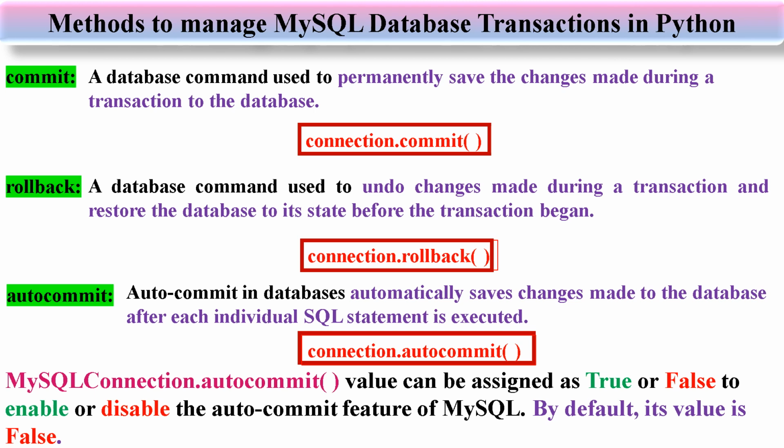Next is AUTOCOMMIT. AUTOCOMMIT in databases automatically saves changes made to the database after each individual SQL statement is executed. AUTOCOMMIT means that whenever you run a command that changes the database, like inserting data or updating a record, it's automatically saved without needing you to specifically tell the database to do so. Syntax is connection.autocommit function. The MySQL connection.autocommit function value can be assigned as true or false to enable or disable the autocommit feature of MySQL. By default, its value is false.